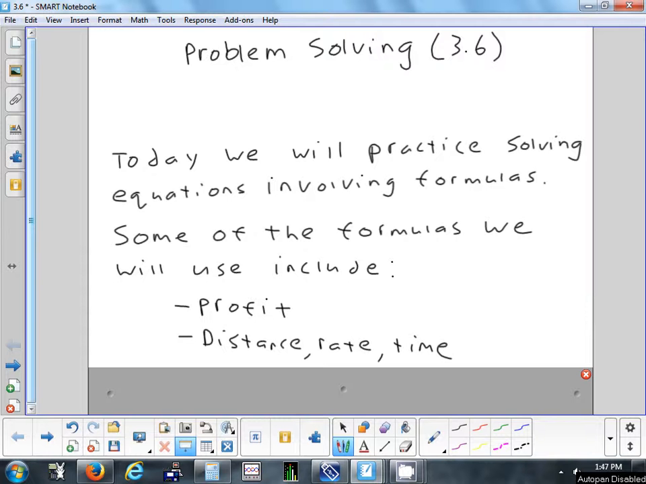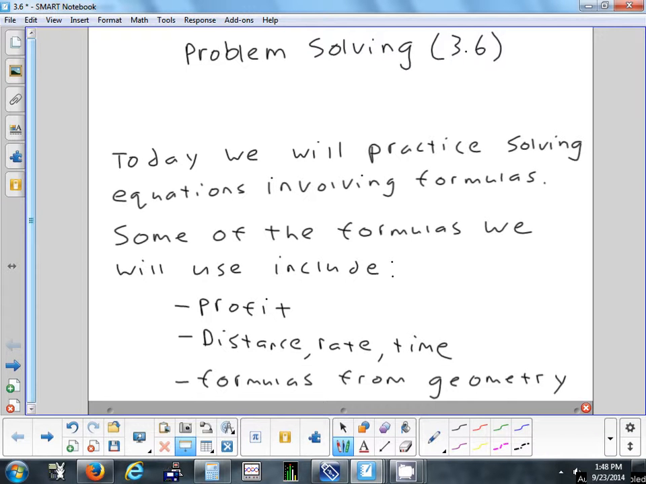Next one we're going to look at is the formula that has to do with distance, rate, and time. For example, if I knew how far I had to drive and I knew how fast I was going, I could figure out how long it takes for me to get there. That's distance, rate, and time. And the last problem is a formula from geometry.